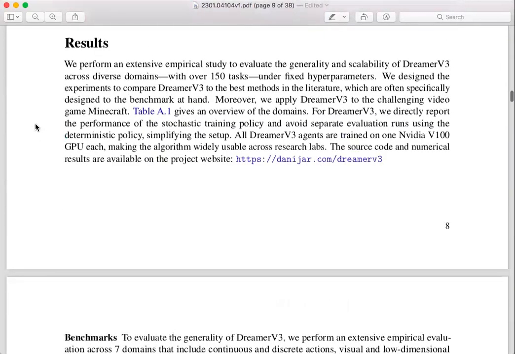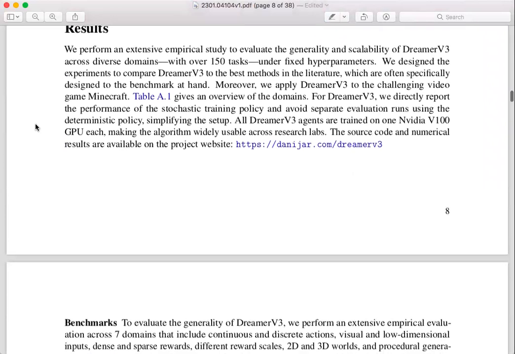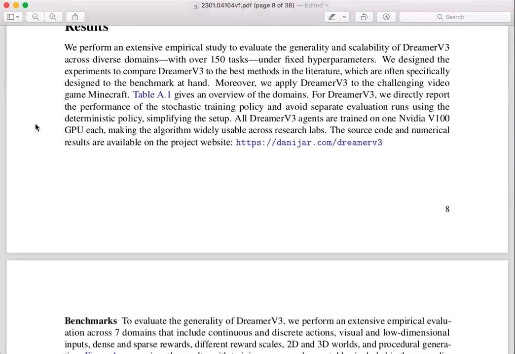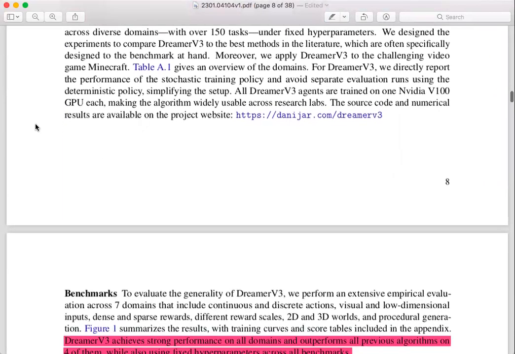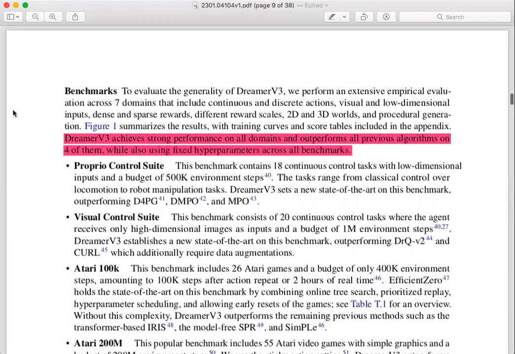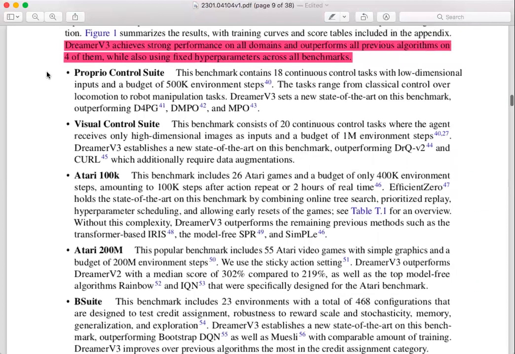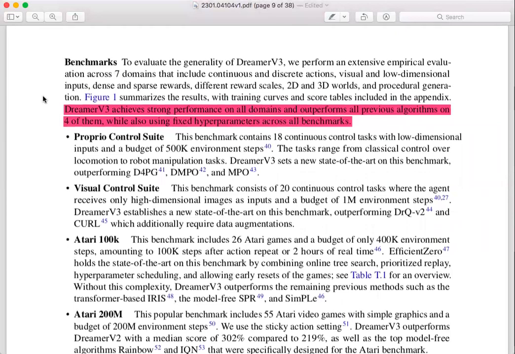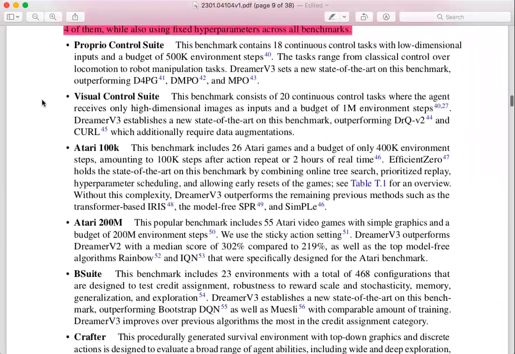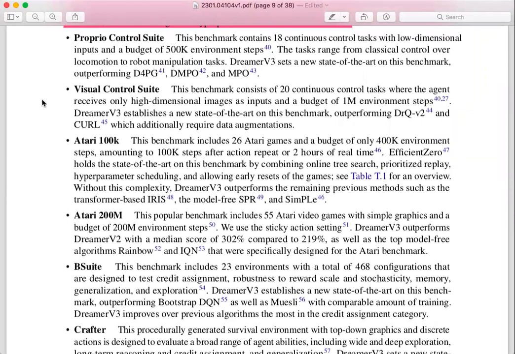Results. Okay, so the benchmarks. To judge it against other ones, they compare it to the best model methods in the literature that they know of. So here are the benchmarks they provide. They achieve strong performance on all domains and outperform all previous algorithms on 4 of them. There are 7 domains. I don't know if you saw that. Proprio control suite. I haven't looked into this, so this is a first look at what's here.